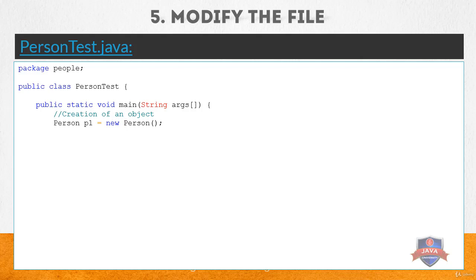In this case, we are using the empty constructor. We're going to study the constructors in later lessons. But in this case, this is the syntax that we're going to use to create a new object of type Person.